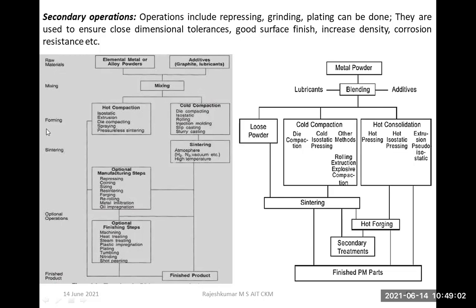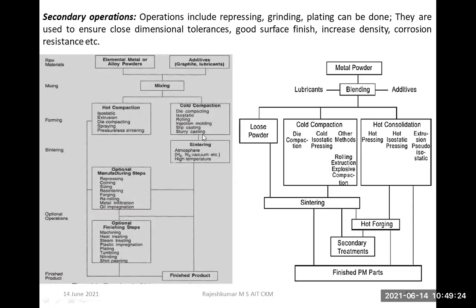Next, it is going to be mixed out. Once it is mixed out, the forming operations like hot compaction and cold compaction follow. In case of hot compaction, we do the process of isostatic extrusion, die compacting, spraying, pressureless sintering. Next, in case of cold compaction: die compacting, isostatic rolling, injection molding, slip casting, slurry casting.